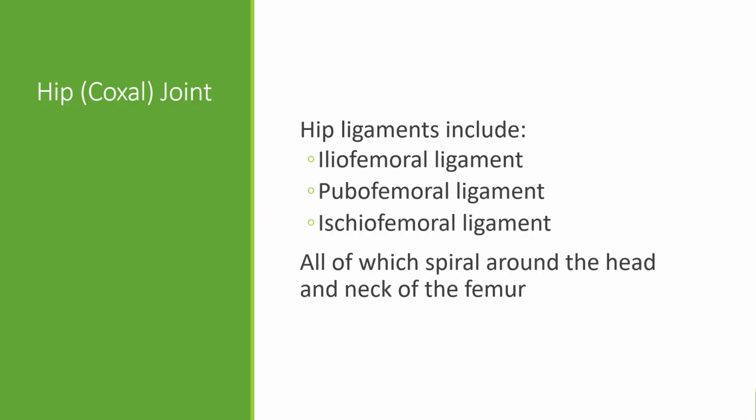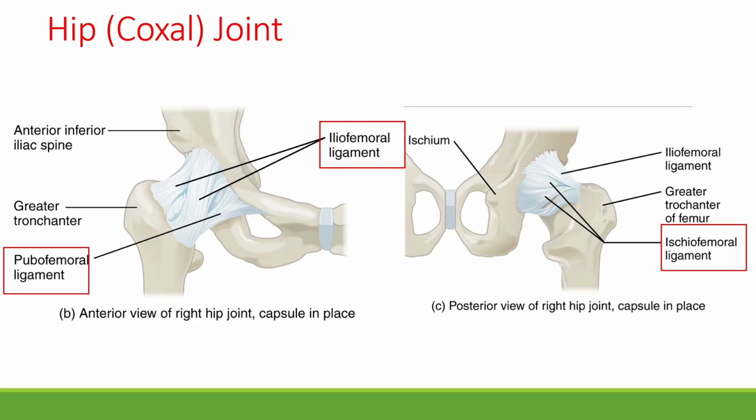The hip ligaments are going to include the iliofemoral ligament, the pubofemoral, and the ischiofemoral. The ilium, pubis, and ischium are the 3 different bones that fuse together to make the hip, and so that is where one end of the ligament is, and then the other one's going to the femur. All of these are going to spiral around the head and the neck of the femur. And they look like this.